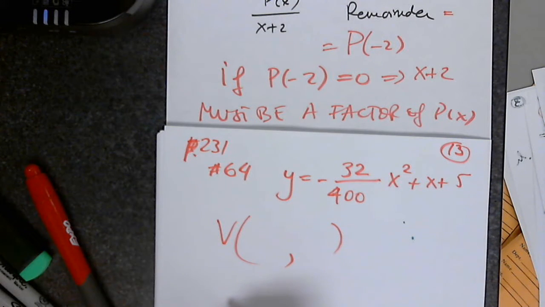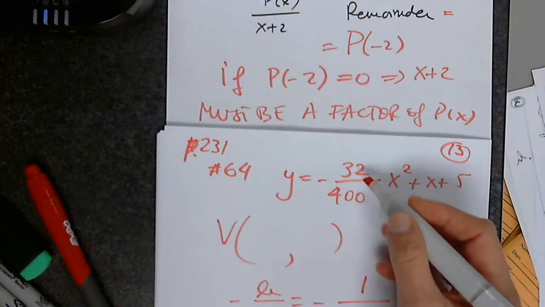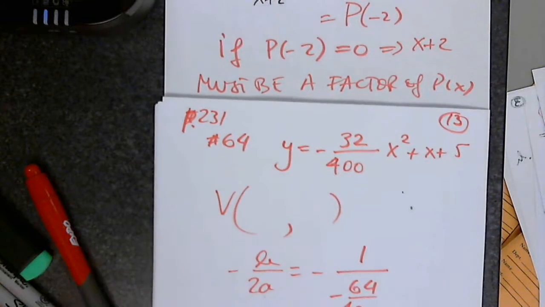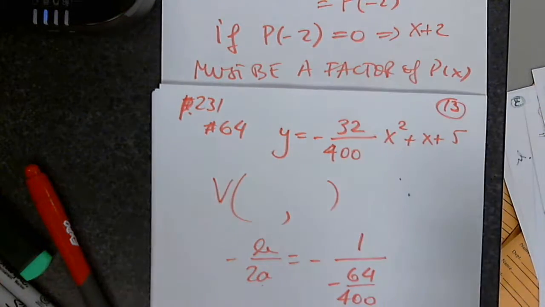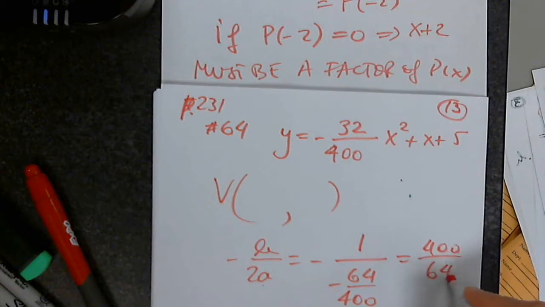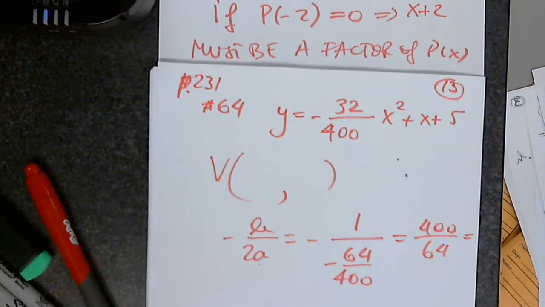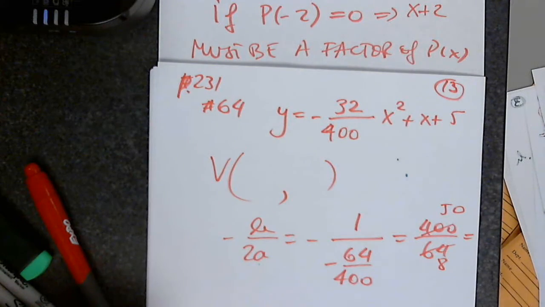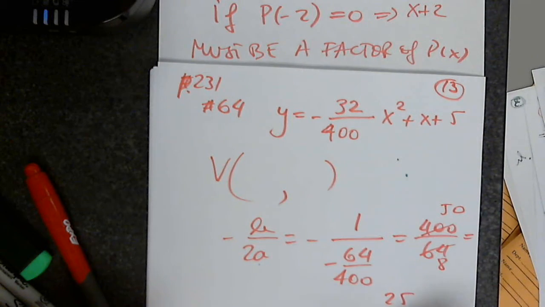Okay, how do I find the vertex? h, k, but we don't have h, so we have to use negative b over 2a. Very good. Negative b is 1. 2 times a is this. So minus 64 over 400. Negative and negative, I flip. So I get 400 divided by 64. So if I divide by 8, I get 50. If I divide by 2, I get 25 over 4.